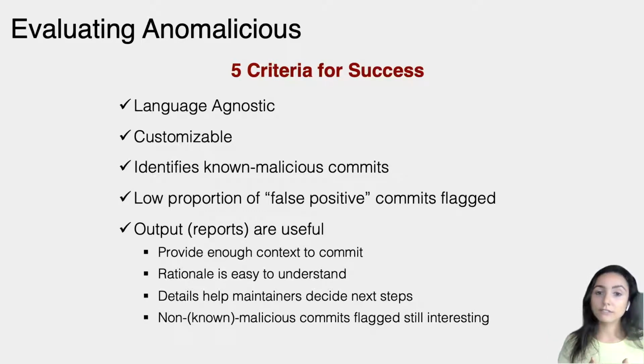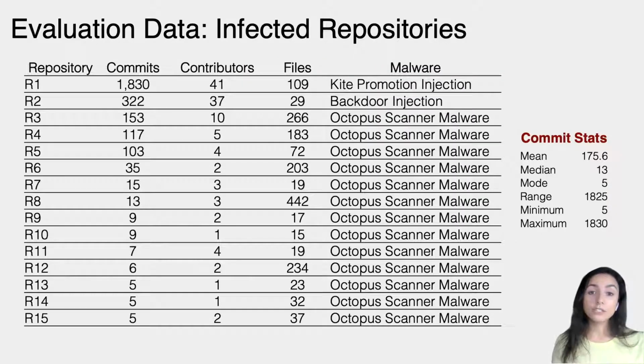And in this context, false positive means a commit that's totally benign and there's no reason why someone would need to take a further look at it. And then finally, we want to make sure that our reports are useful, that they provide enough context, the rationale is clear and easy to understand, and that maintainers can quickly and easily figure out what they need to do next. So we conducted our evaluation in 2 parts.